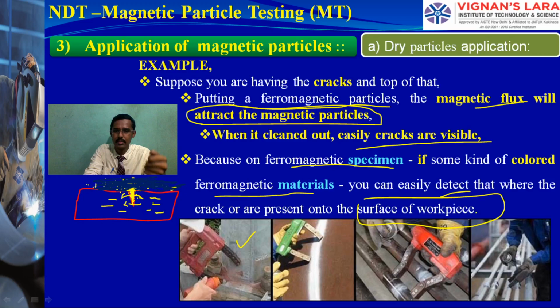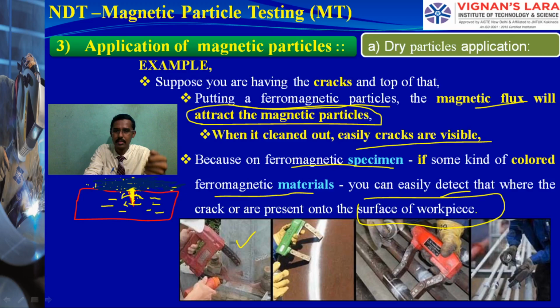Second one, a wet method. As of now, we have seen the application of the magnetic field, with one being the dry method and one the wet method. For the dry method, we have seen spraying the powder. Second one, the wet method. The wet magnetic particles are suspended in a liquid. Here that liquid is kerosene, or any other liquid can also be used.